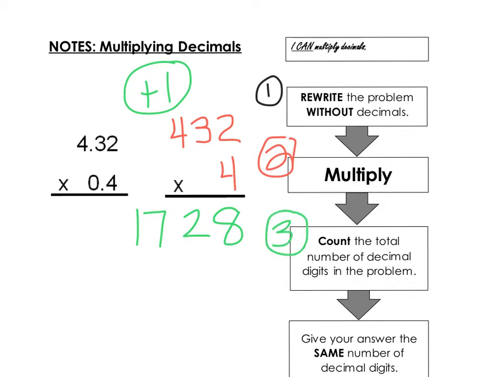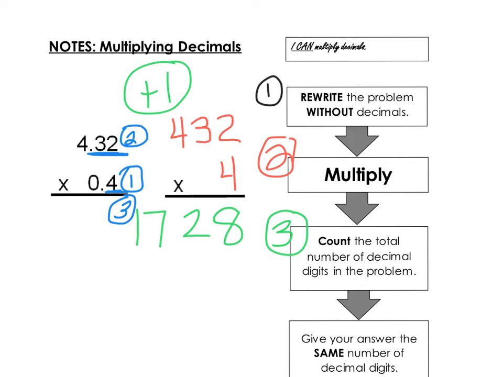Now I'm going to look at step 3. Step 3 says to count the total number of decimal digits in the problem. Now what that means is there was one here. So we're going to count the numbers actually behind the decimal. So we have 1, 2, and 3. So we have 2 here, 1, 2, and we have another 1 here. So that means I need to move my decimal a total of 3 times because there's 2 decimal places up top and there's 1 decimal place on the bottom. So that's a total of 3.